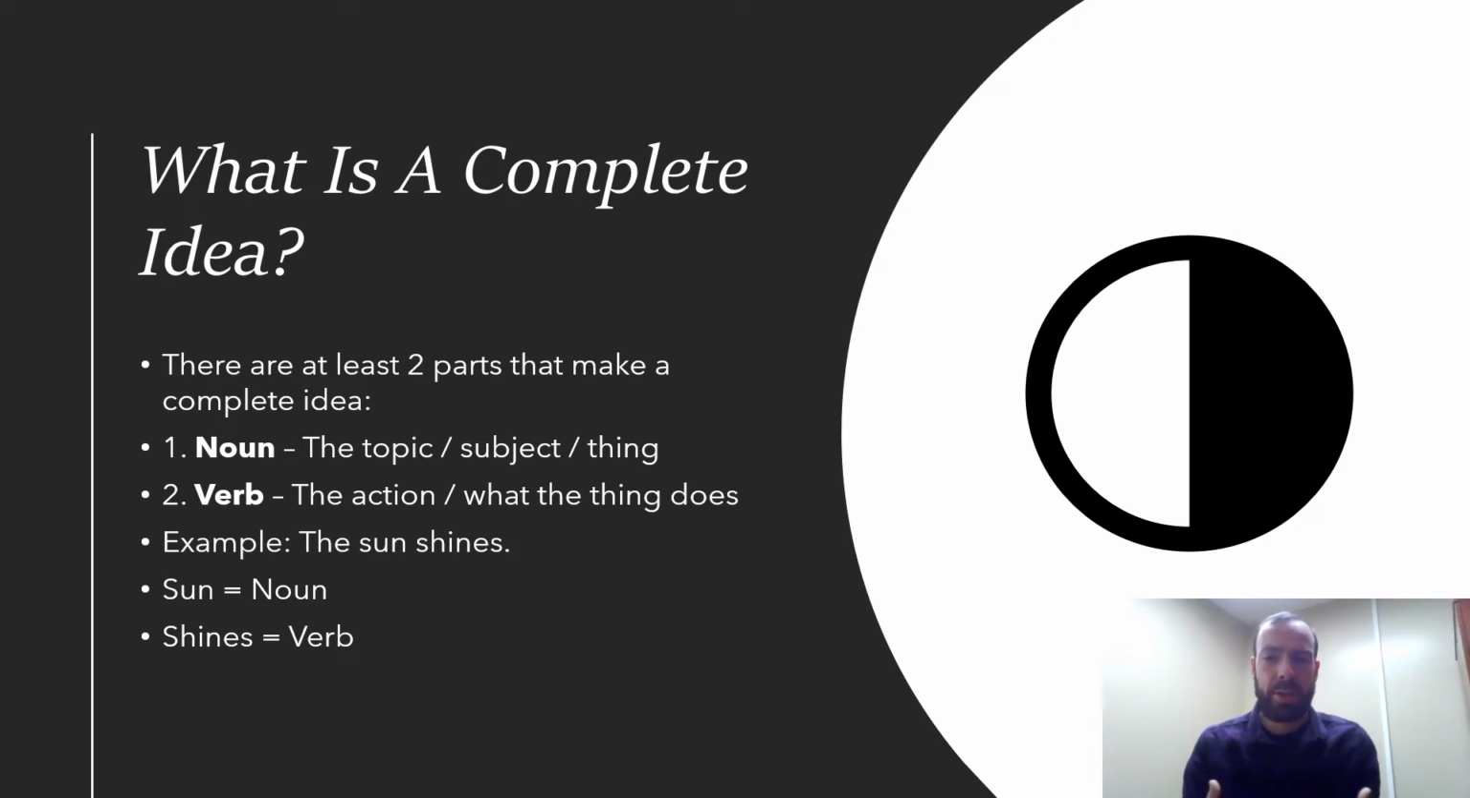So as I mentioned, the second component, the complete idea, is the trickiest part for most people to remember and to grasp. To have a complete idea in a sentence, we need to have at least two parts. We need to have a noun, which is like our topic. Our sentence needs to be about something. We might think of that as the subject or the thing. Okay, what is our sentence talking about?